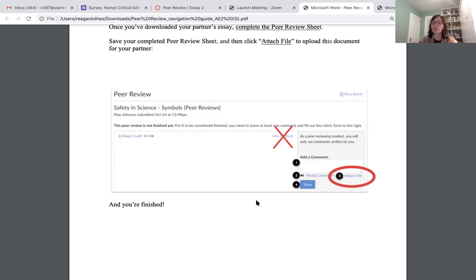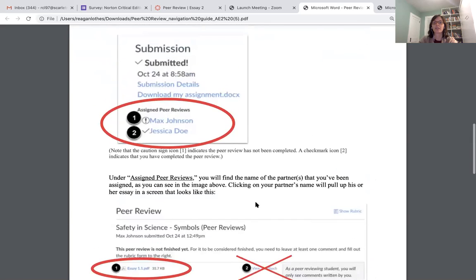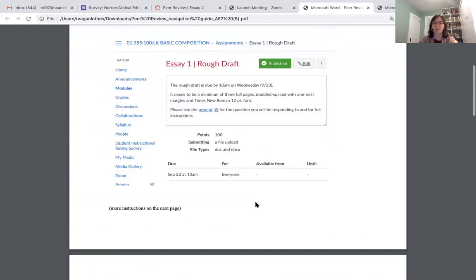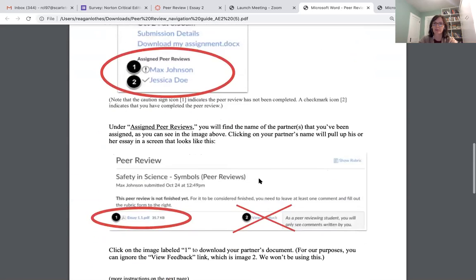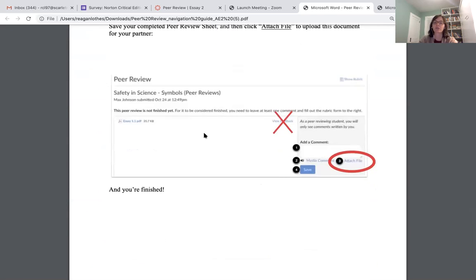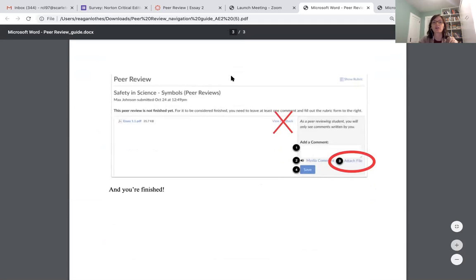What you don't want to do is upload that feedback to your own submission here, right? Because if you do that, if you attach it to your own submission, your partner does not have access to it, right? So this is a really important move. So make sure you follow that really closely when you're performing peer reviews.